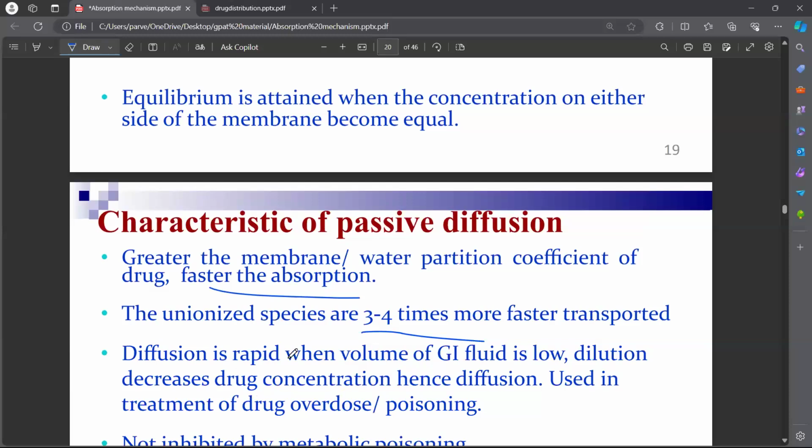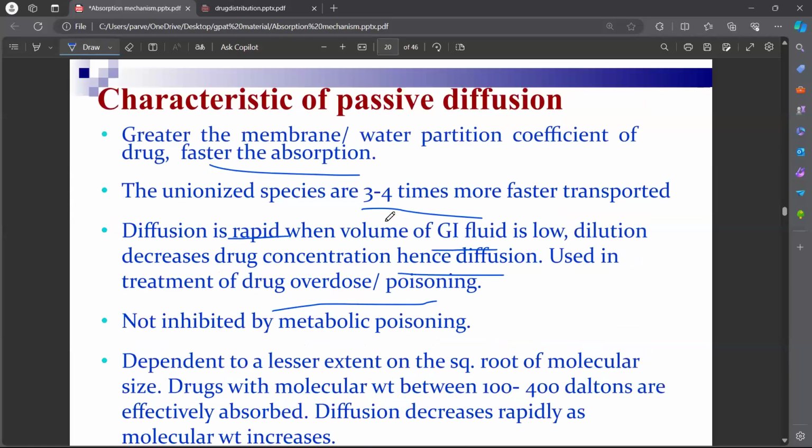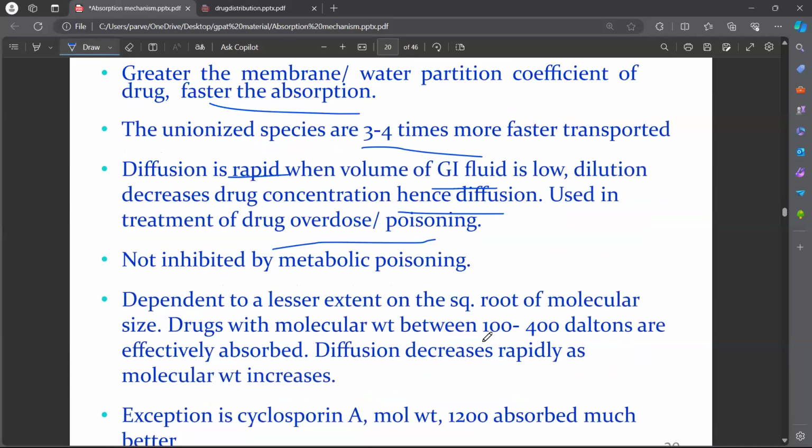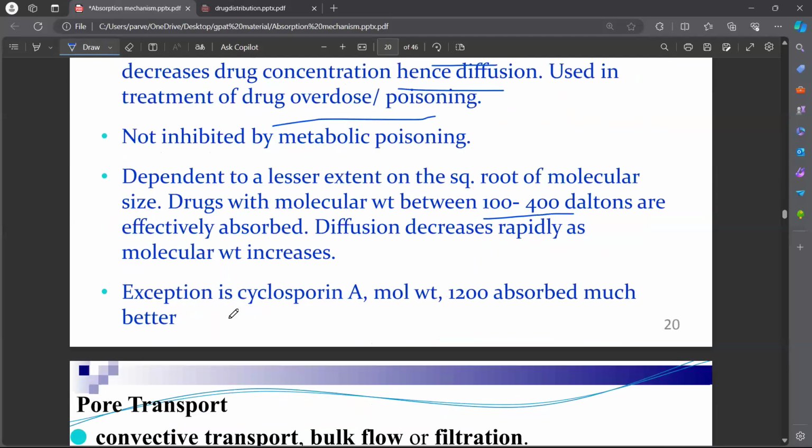So diffusion is rapid when the volume of the GIT fluid dilution decreases the concentration, hence diffusion is usually used in treatment of overdose and poisoning. It is not inhibited by the metabolic poisons. Basically, the molecular weight of the drug is between 100 to 400 daltons. The exception is cyclosporine here, since it has a molecular weight of 1200 and is absorbed by passive diffusion only.